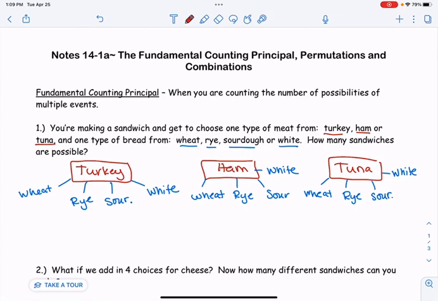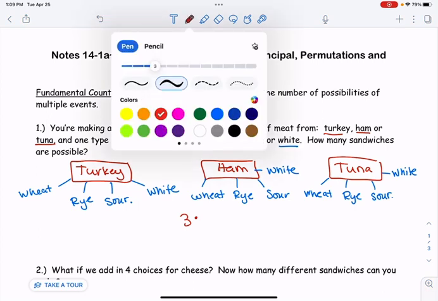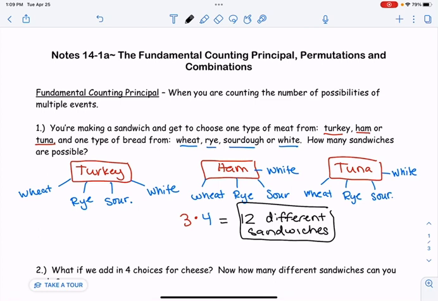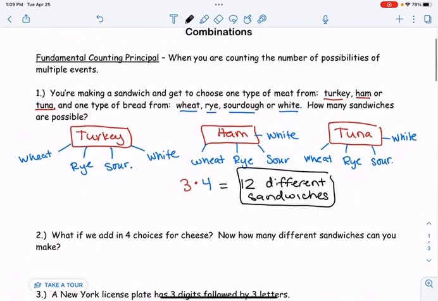Or, using my fundamental counting principle, when I'm counting up the number of independent events that are multiples, I'm going to take my 3 options with my meat and multiply that with my 4 options of my bread to give me 12 different sandwiches. So we don't want to have to make one of these tables every single time. We can just take each of our events, how many times they happen, and multiply those together.